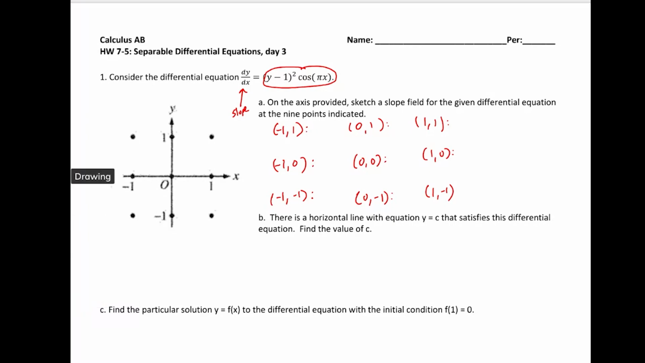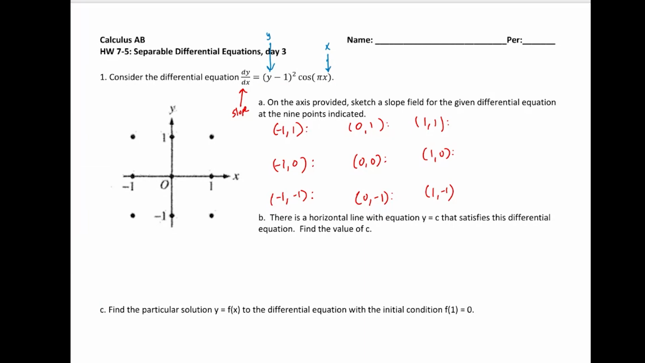So at negative 1, 1, we're going to plug in x here. We're going to plug in y here. Oh, it looks like I was a little offset there. I'm not going to plug it into pi, obviously. We're going to plug that into x. Okay, so negative 1, 1.